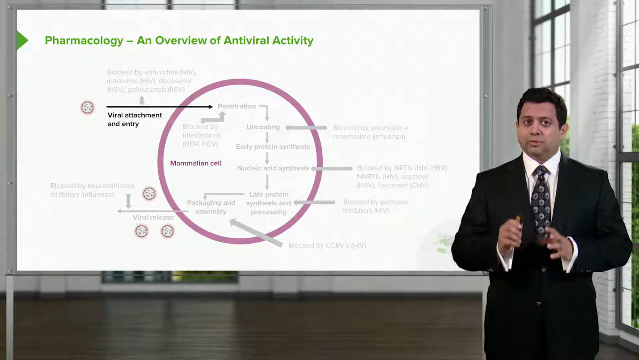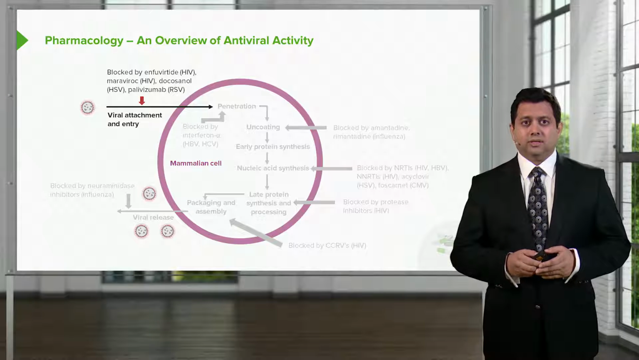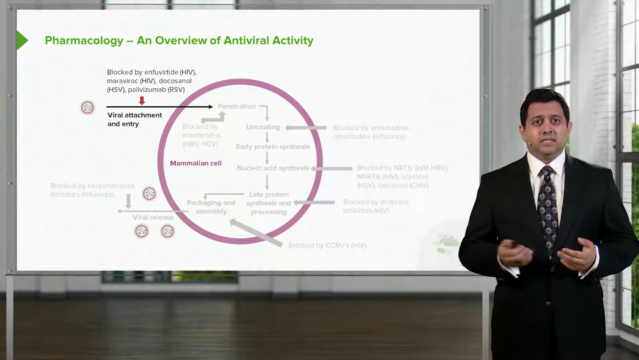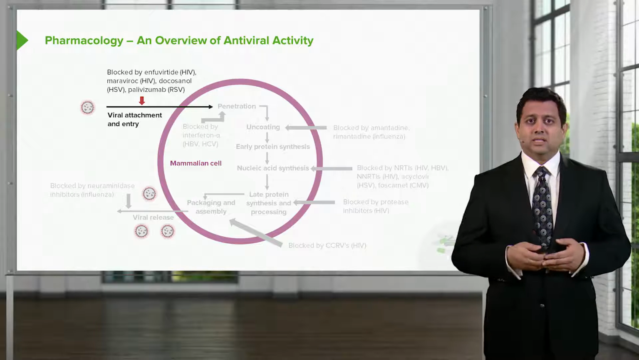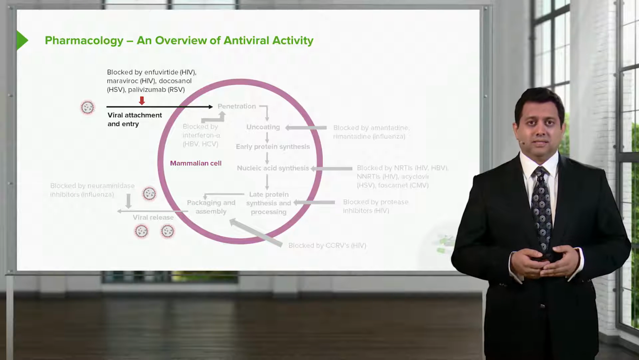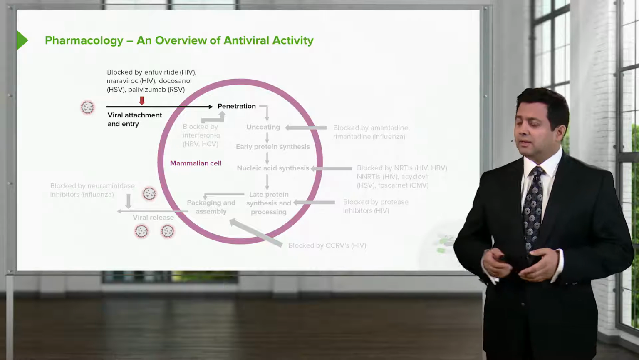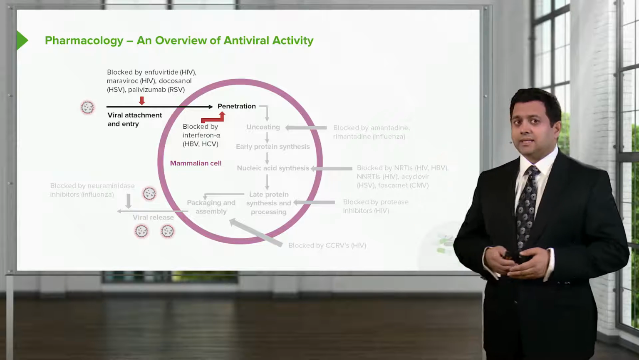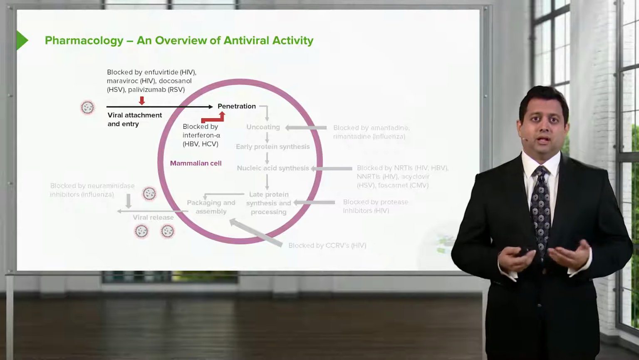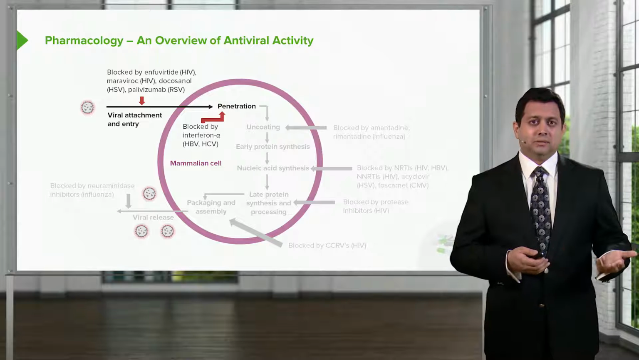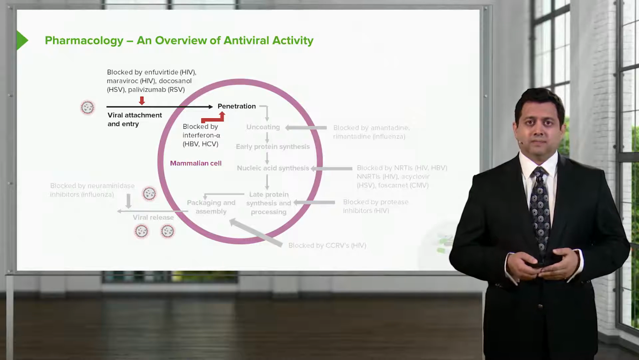We actually have drugs that can block viral entrance and attachment. And these are active in HIV disease or HSV disease or even respiratory syncytial viral diseases. Once the virus penetrates into the cell, we can actually block that step of penetration with interferon alpha agents. Interferon alpha agents are currently active in hepatitis B and hepatitis C infections.